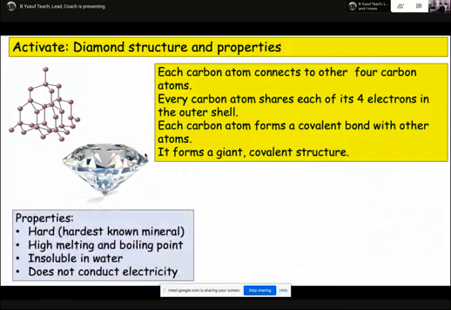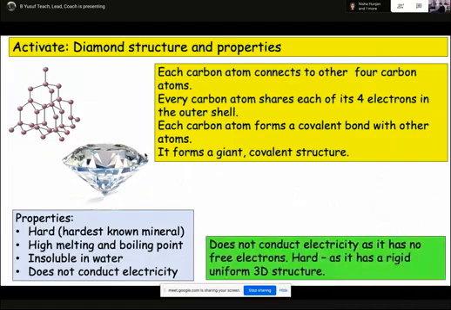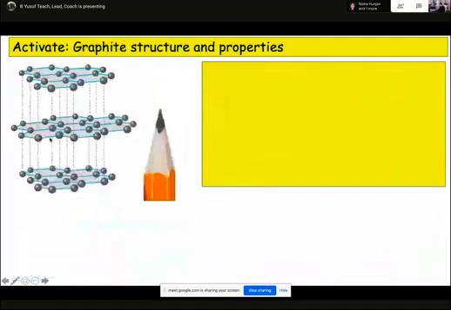Now, the properties, basically, diamond is the hardest natural substance. And it's also got a high melting point, boiling point, does not dissolve in water, and it does not conduct electricity, okay? And the fact it doesn't conduct electricity means it's got a very rigid structure. So this is a very, very rigid structure. It's hard to actually break it. And there are no electrons that are traveling around to carry electricity.